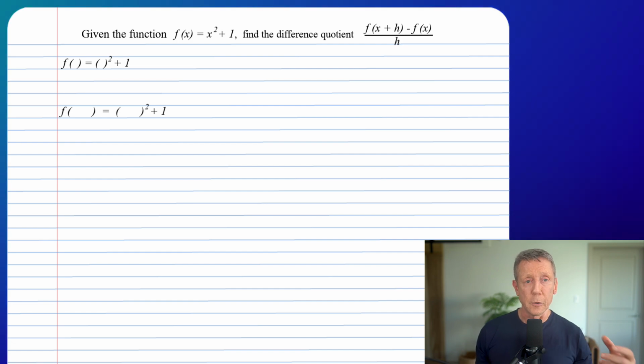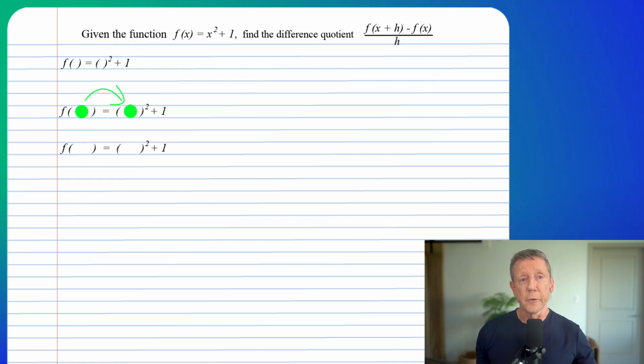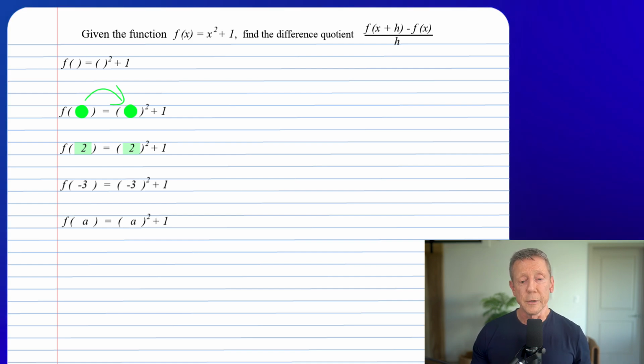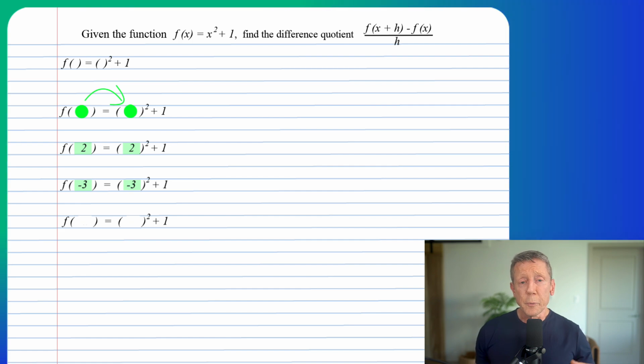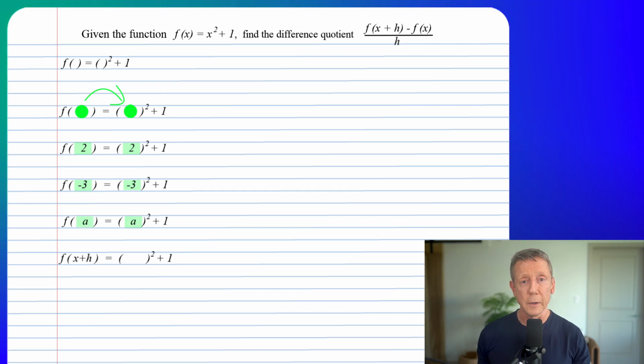If I insert a green dot in the parens on the left, well, I insert a green dot in the parens on the right. If I put a 2 in on the left, well, then I put a 2 in on the right, so 2, 2. If I put in a negative 3 on the left, I put in a negative 3 on the right, so negative 3, negative 3. If I put the letter A in on the left, then I put the letter A in on the right. If I put x plus h in on the left, then I put x plus h in on the right, so x plus h, x plus h. So here we have it. f of x plus h is equal to x plus h quantity squared plus 1. And as you can see, we will need that for the difference quotient. It's up there in the numerator.